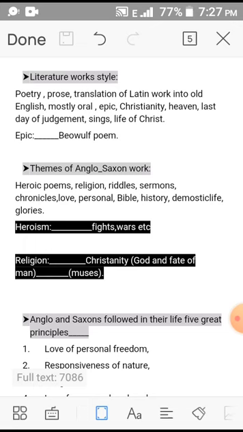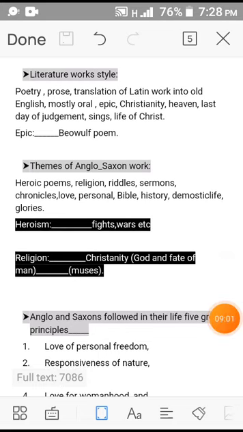There was the emergence of epic poems. Heaven and the last day of judgment were focused on. They sang different verses, and the life of Christ was focused on. As I told you, there were two poets of that time, Caedmon and Cynewulf. These were also the major poets of that time. The most powerful epic poem in this period was Beowulf. Hence, most of the poets were religious, and they used to write on religious subject matter.